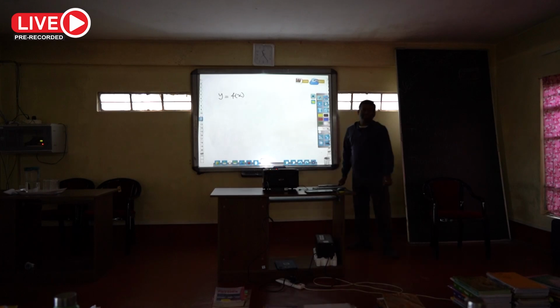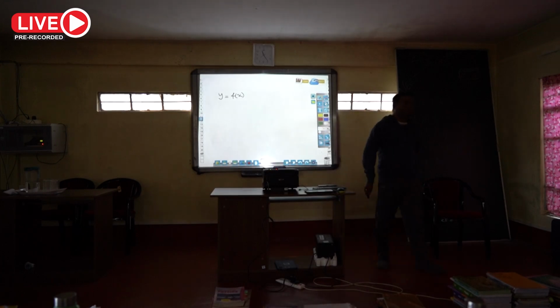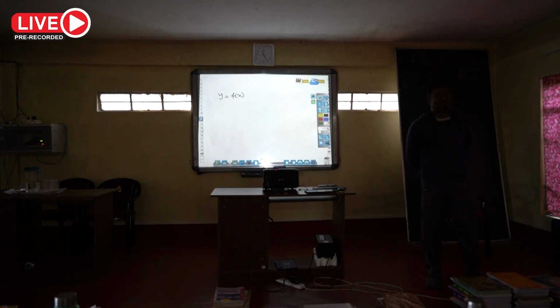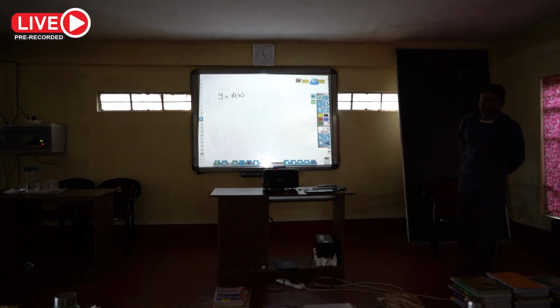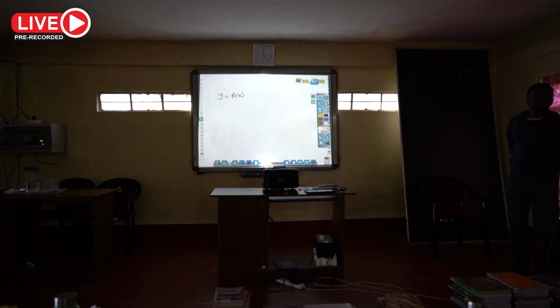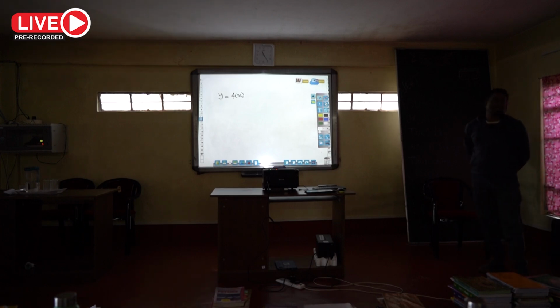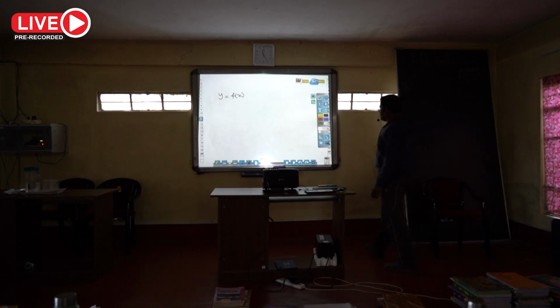So first we consider any function. It may be an algebraic function, it may be a logarithmic function, it may be trigonometric, any arbitrary function. It may be x cube minus 3x plus 2, it may be 1 by x square minus 1 by x cube, like this.